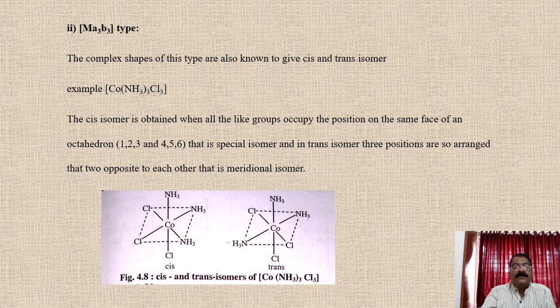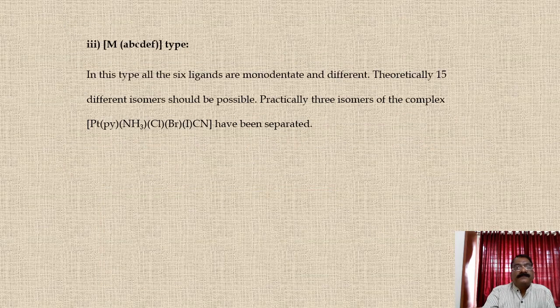See here, for this complex there are two structures, one is the cis and another one is the trans. Here three ligands are the same and another three are different ligands.